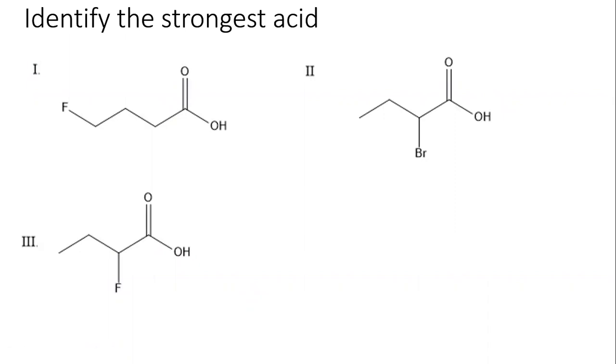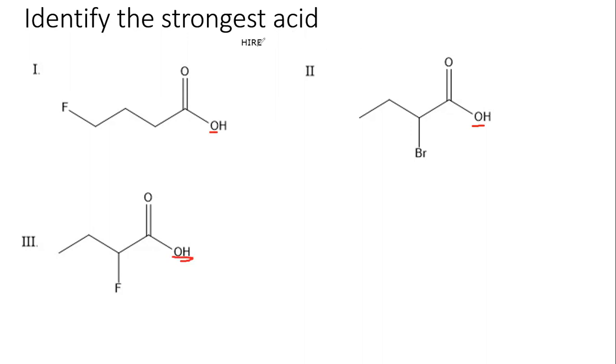So now we have, again, 3 acids. We want to identify which one is the strongest acid. And so here again, we're going to use the HIRE principle, but we're going to go backwards. So the first thing we look at is the element attached to the acidic proton. So here we have an oxygen, and an oxygen. So they all have the same element.